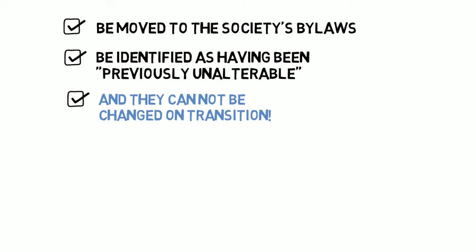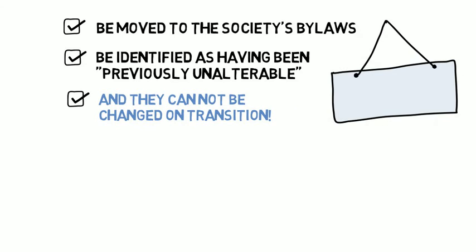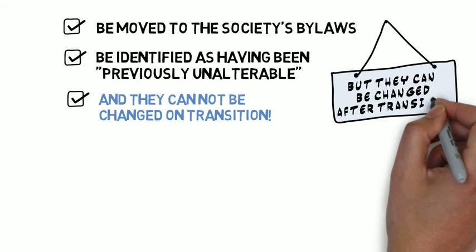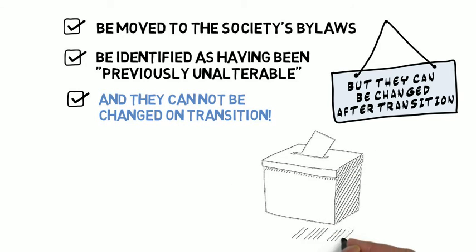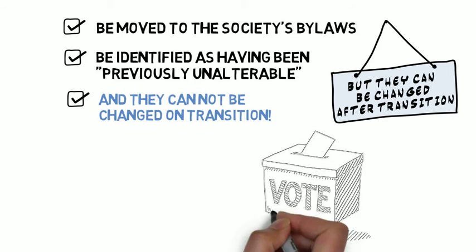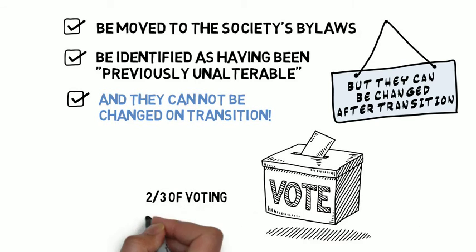But after transition, these previously unalterable provisions can be changed by a special resolution of members. And unless the society's bylaws provide for a higher voting threshold, a special resolution under the new Act requires 2/3 of votes cast at a members' meeting.